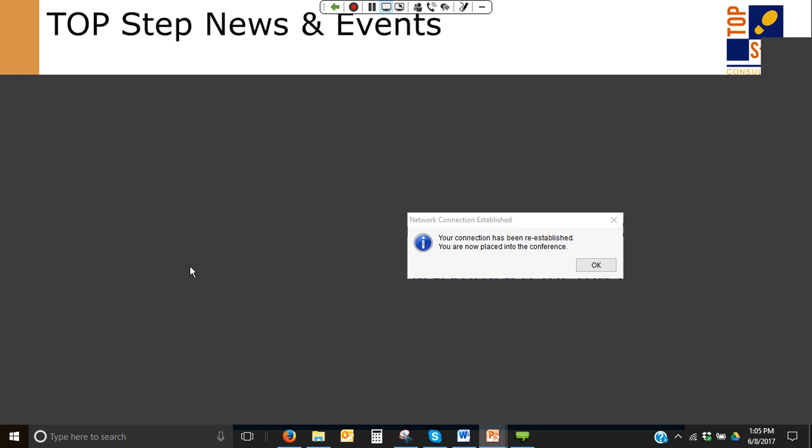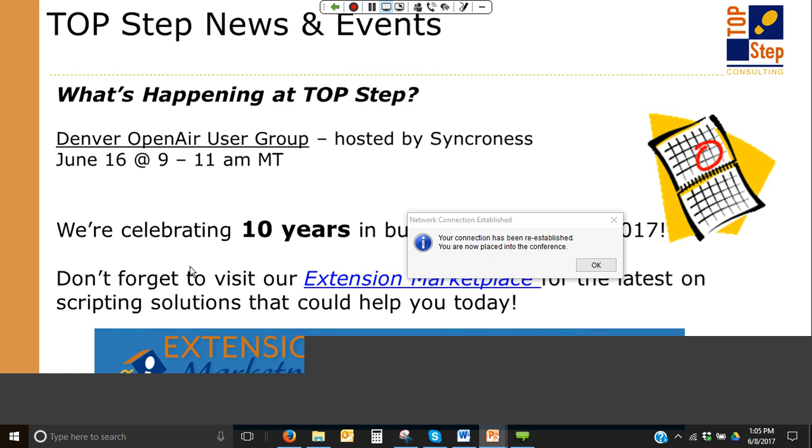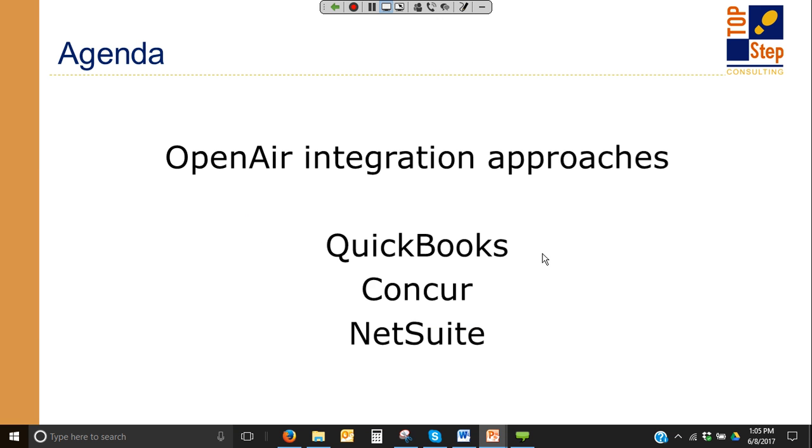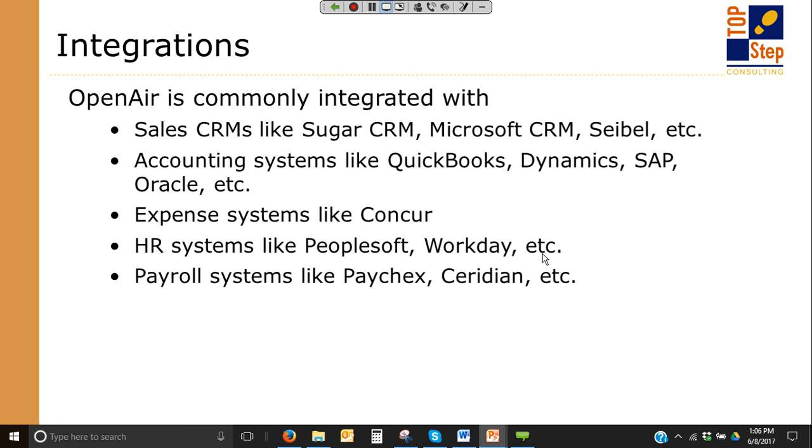Okay. So now let's get on to the actual topic of what you dialed in for. Enough about us. We're talking about integration approaches with OpenAir and really going to focus on these 3 systems. So I get a lot of questions about integrations and what OpenAir can talk to. OpenAir doesn't really reach out and talk to anything except for NetSuite, I guess, natively because of the NetSuite OpenAir relationship and the integrations investment that NetSuite has put into the product.